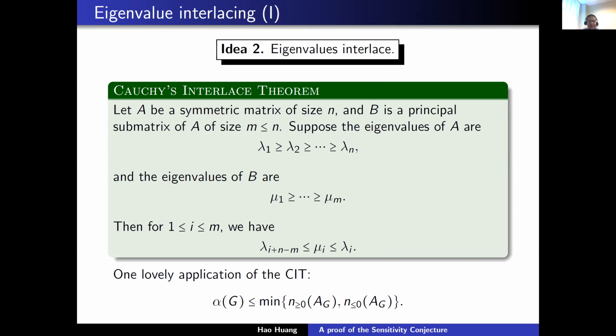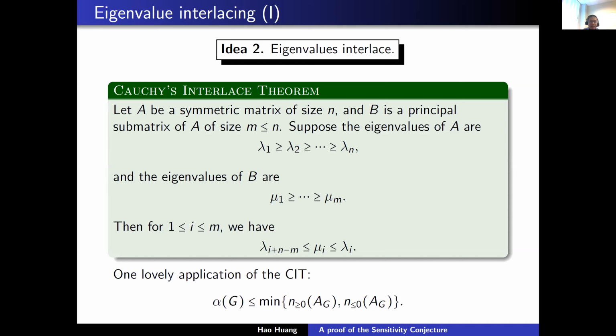And I can already show you one lovely application of Cauchy's interlace theorem. If we have a graph G, we define the independence number of the graph to be the maximum number of vertices such that they are pairwise non-adjacent. For example, if you have a complete graph, then the independence number is just equal to 1, and if you have an empty graph, the independence number is n. We can prove that the independence number of the graph is always bounded from above by the number of non-negative eigenvalues of the adjacency matrix, and also bounded from above by the number of non-positive eigenvalues of the adjacency matrix.